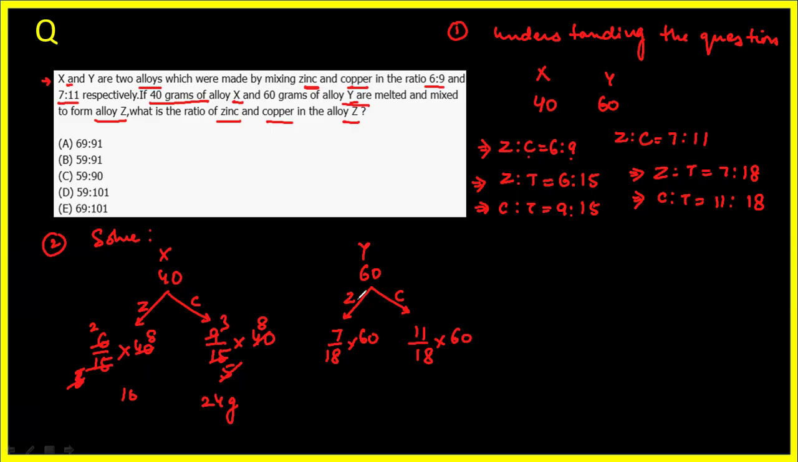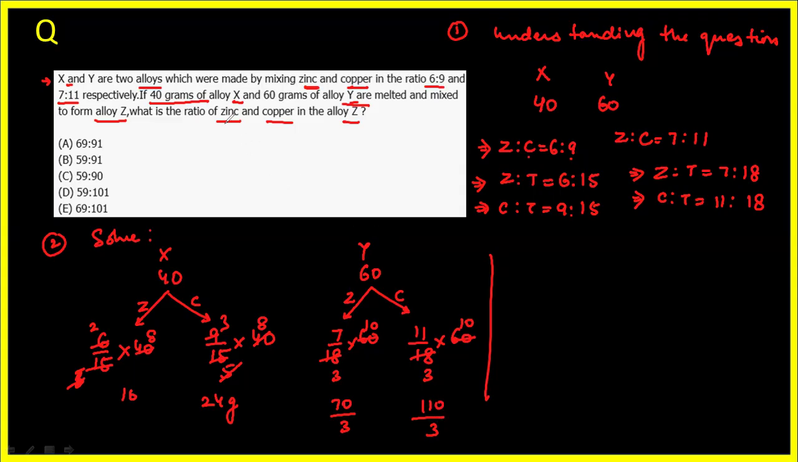Similarly, for Y, how much is zinc? Let's reduce it: 60 divided by 18 reduces to 10 over 3. So 7 into 10, that is 70 upon 3 grams, is zinc. And how much is copper? That is 110 over 3, right? So we have the total grams of zinc and copper in X and Y: 16 grams and 70 upon 3 grams of zinc, and 24 grams and 110 upon 3 grams of copper.